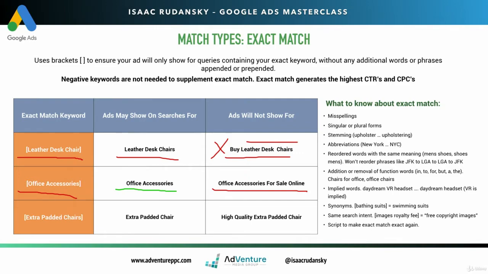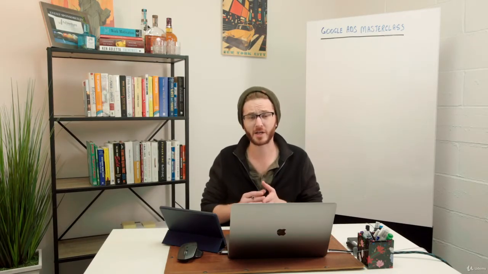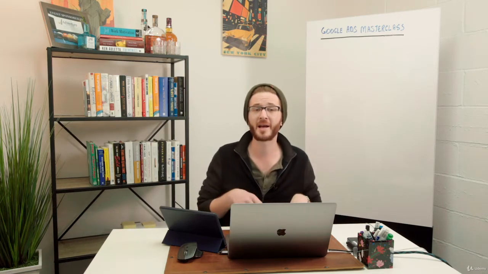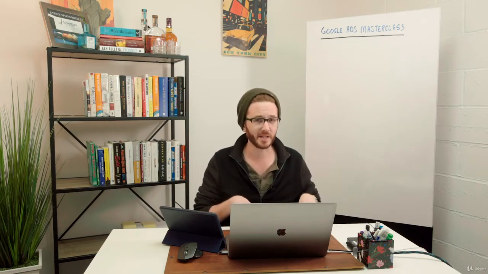Another example, extra padded chairs. Extra padded chair without the S can show. Plurals and slight misspellings, as we'll talk about in a second, can show. High quality extra padded chair is a search term that will not show, even though it probably is a good search term for me to bid on, which is one of the downsides of exact match. With exact match, you're going to get the most specific traffic to your site, you're going to have the most control, but you'll really not be able to get any new ideas.